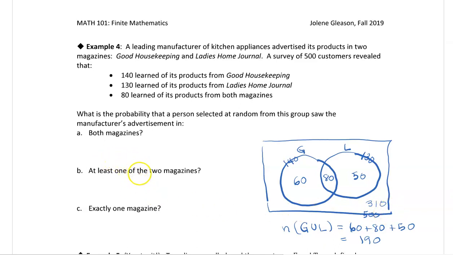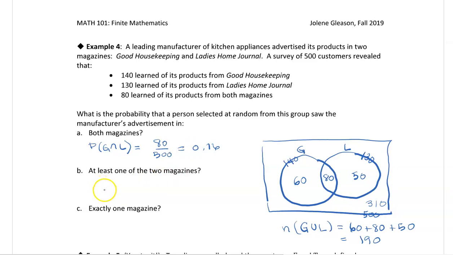If you're selecting a person at random from this group that was surveyed, the first question is asking what's the probability that they learned about the product from both magazines. So this is basically the probability of G intersection L, that they learned from both Good Housekeeping and Ladies Home Journal. The intersection is just 80 people out of a total of 500. So the probability is 0.16.